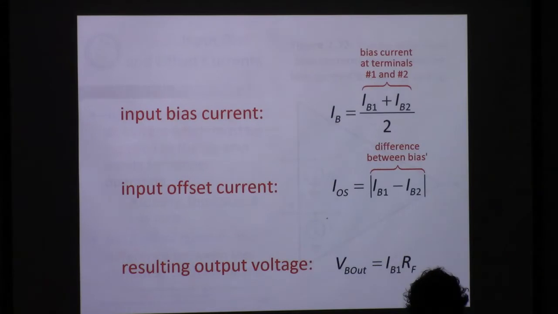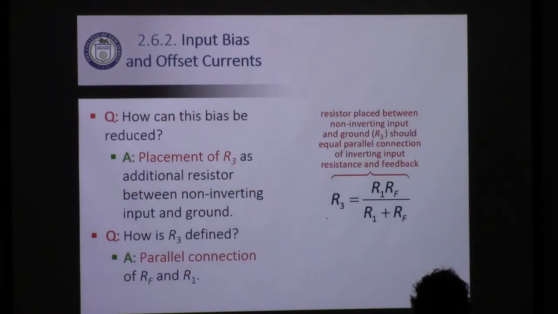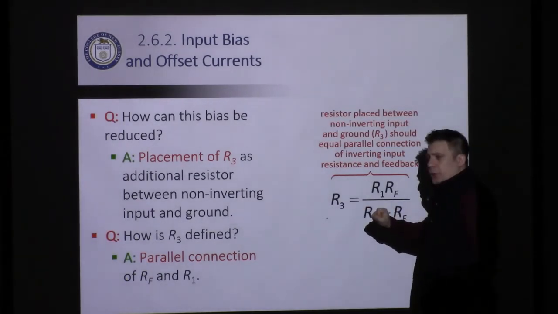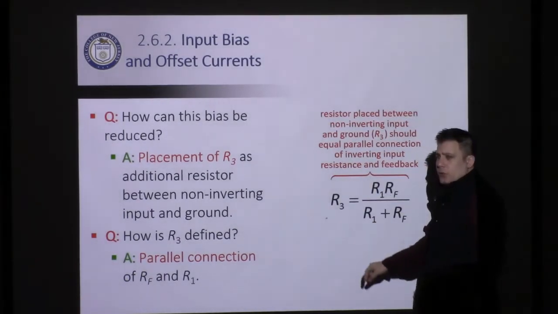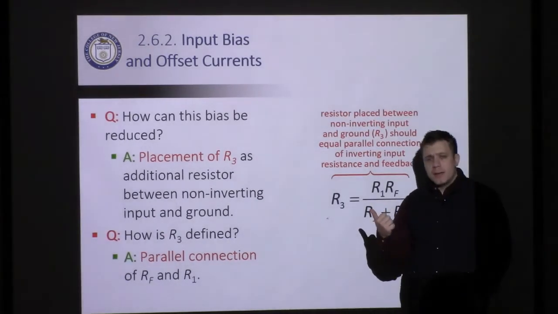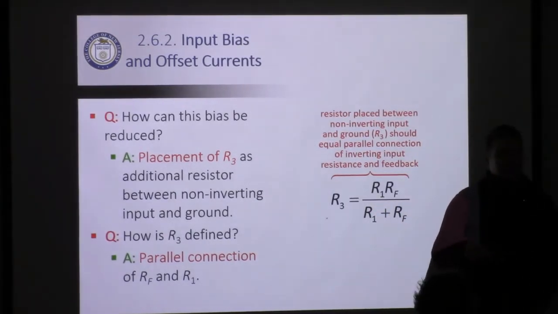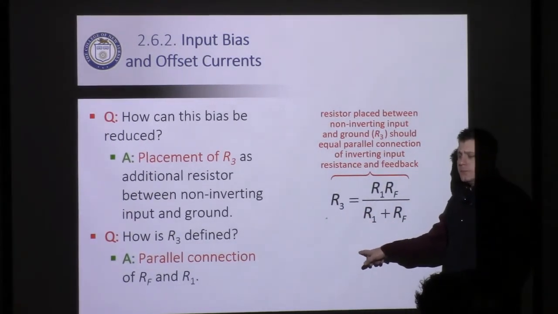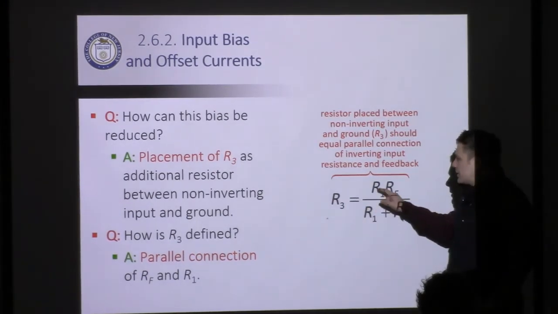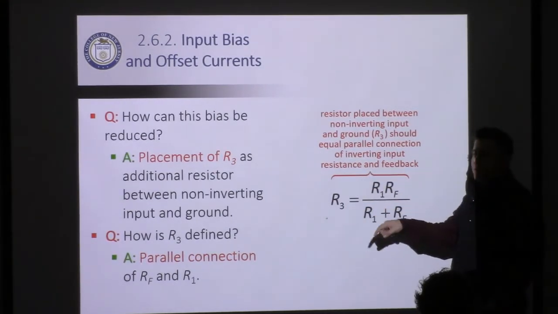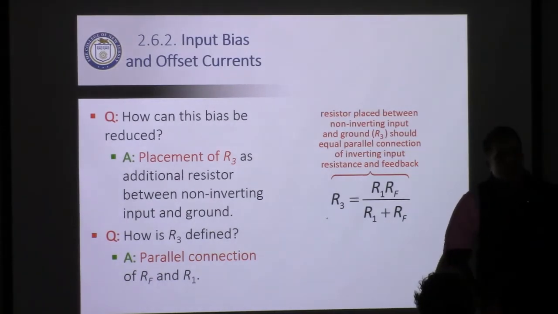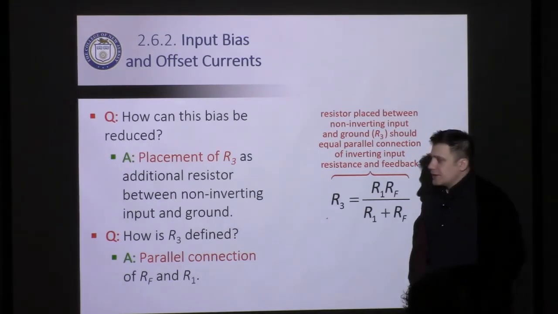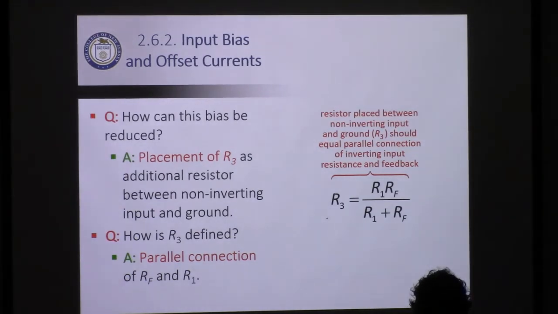Now, how can we reduce the effect of the bias current? We can do that by placing a resistor R3 between the non-inverting terminal and ground. If you remember, for both the inverting and non-inverting configurations, there's no resistance between the inverting terminal and ground. So this R3 value we can place there, and it should be defined as the parallel combo of R1 and R2, or R1 and RF. And so that reduces the effect of the bias current.